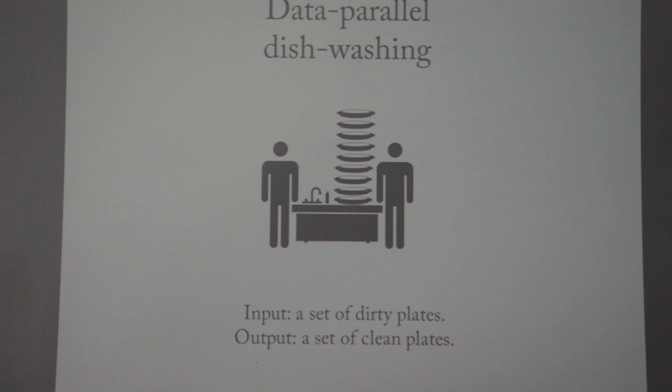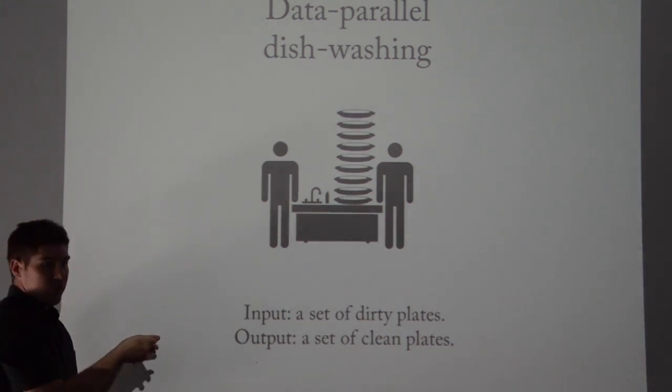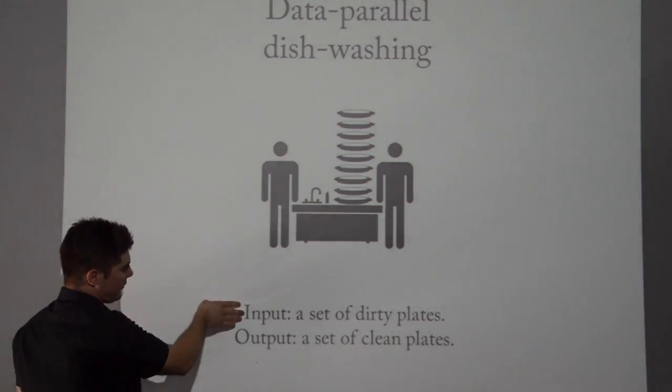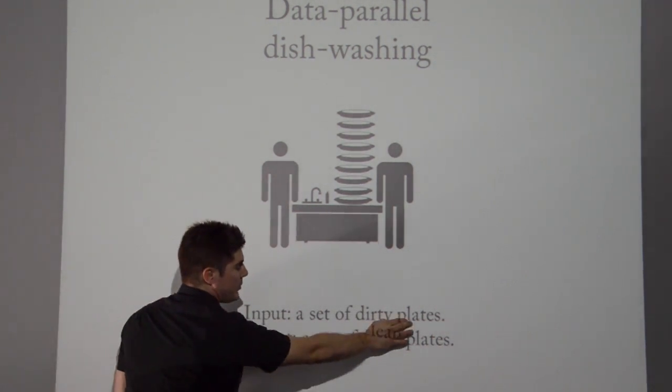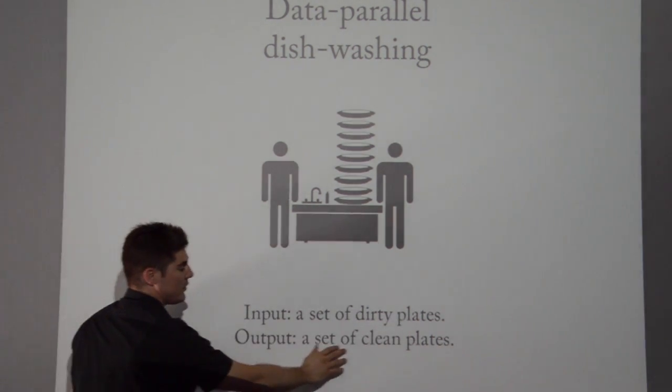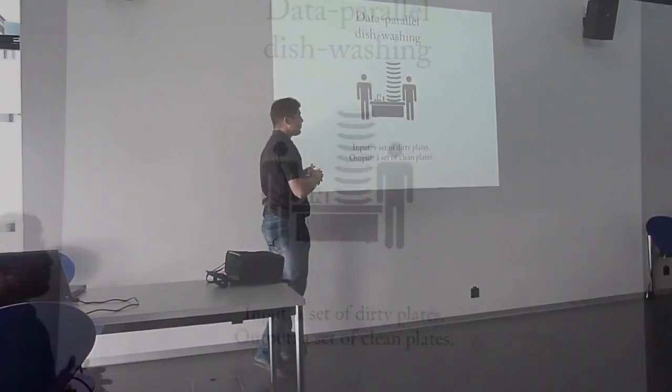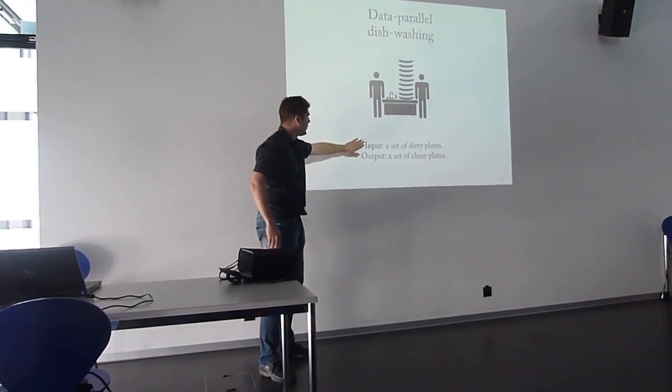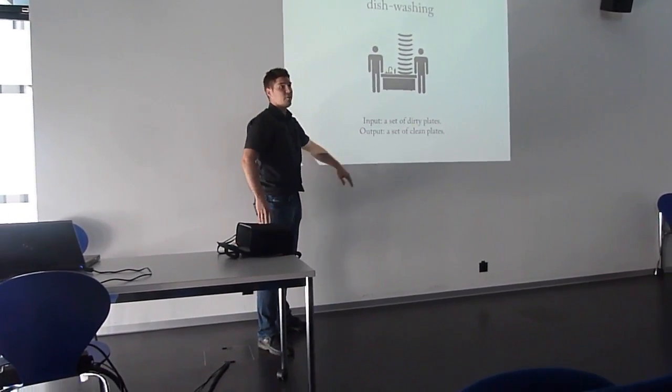It turns out that if you want to describe some kind of algorithmic problem, you have to describe it as a set of inputs and outputs. In this case, the input is a set of dirty plates, and the output is a set of clean plates. In this algorithmic problem, you want to get from the input to the output as fast as possible.